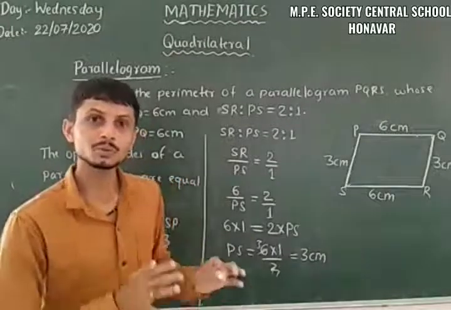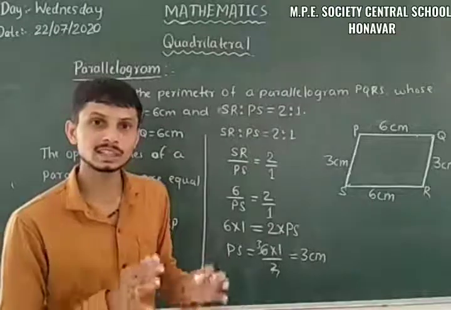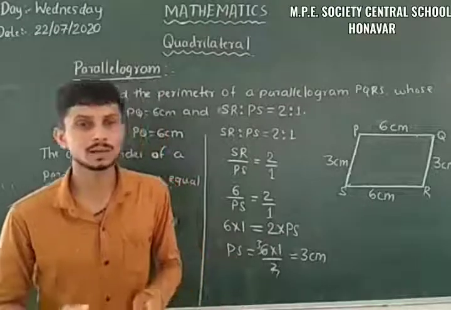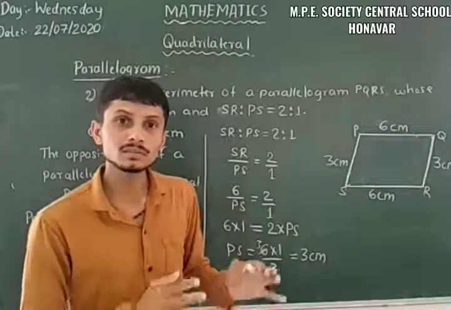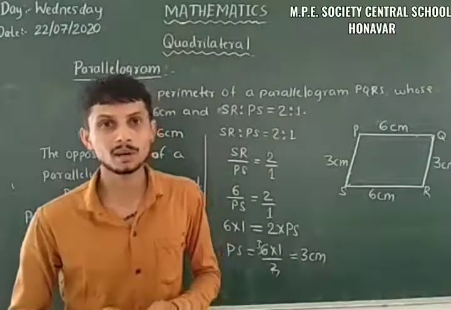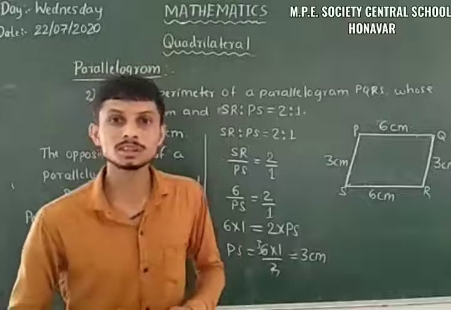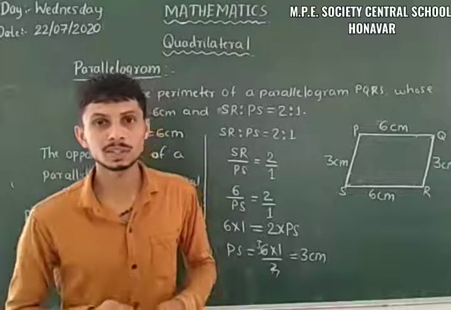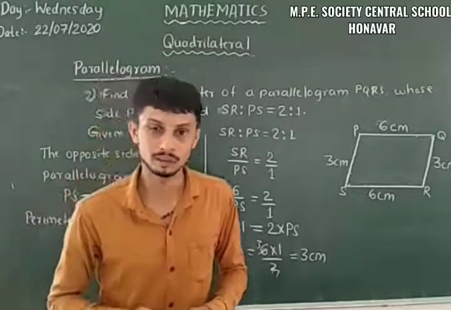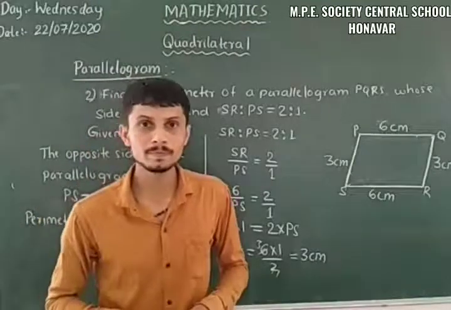Here we have to use the property that the opposite sides of a parallelogram are equal. Here we proved that the opposite sides of a parallelogram are equal and solved an example using property one, that is, opposite sides of a parallelogram are equal. So I conclude this part here.